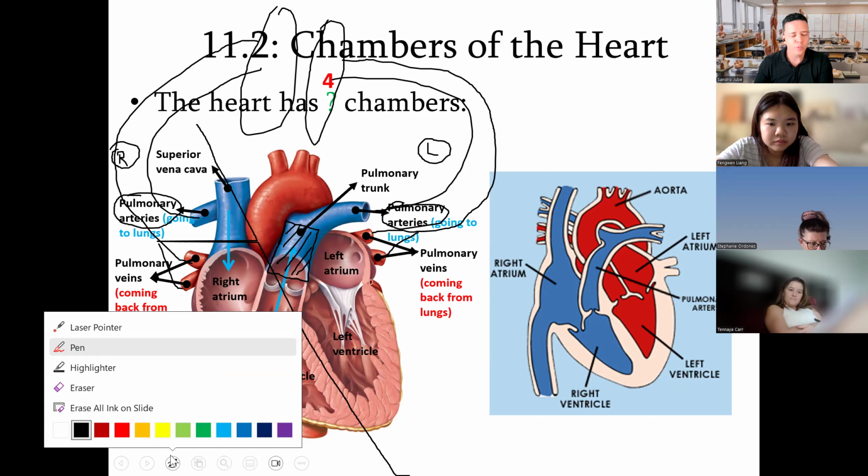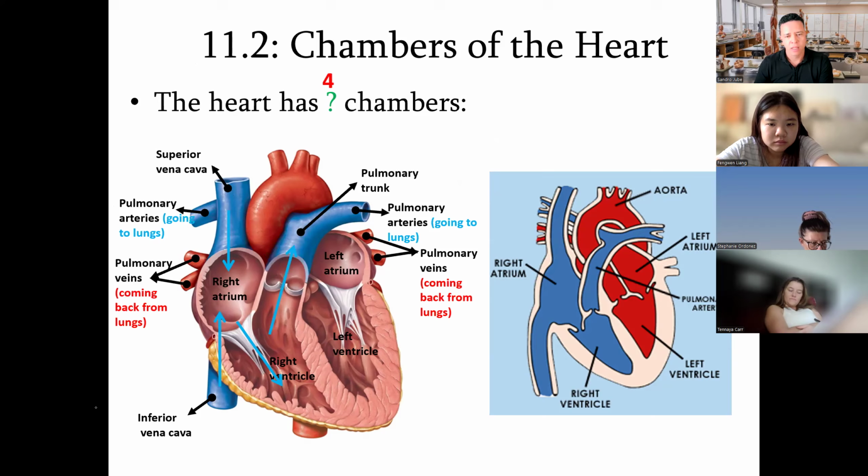Now the question is, why do we call one a vein, the other one an artery? Guys, arteries take blood away from the heart. This is why this one here is called a pulmonary artery, even though it is carrying deoxygenated blood. Now, these ones right here are called pulmonary veins because they are returning blood to the heart. Okay, so arteries take blood away from the heart, veins bring it back to the heart.